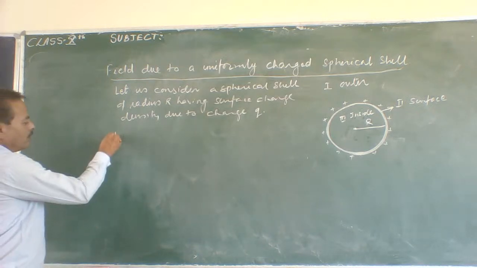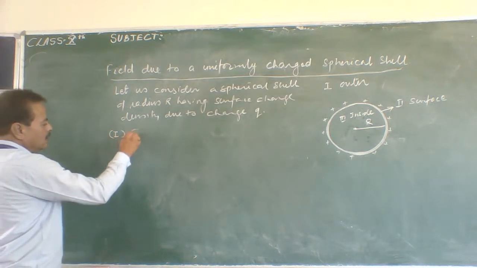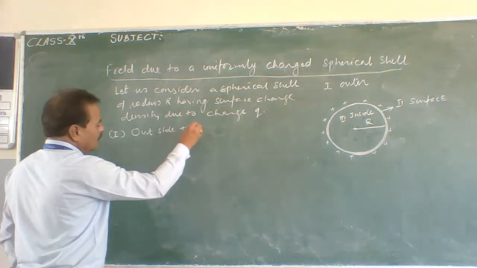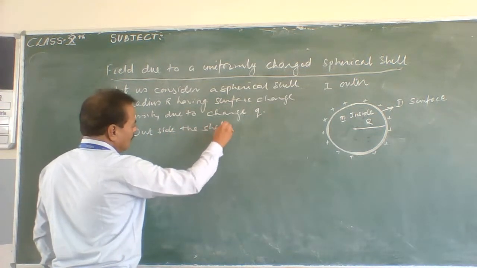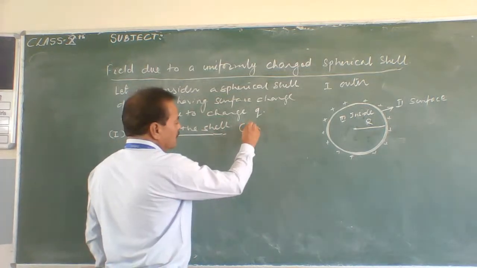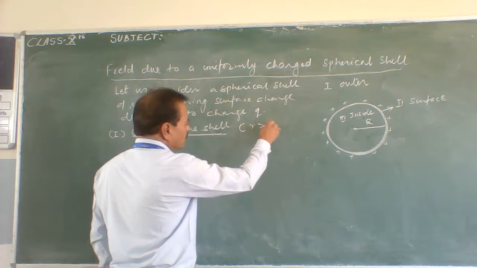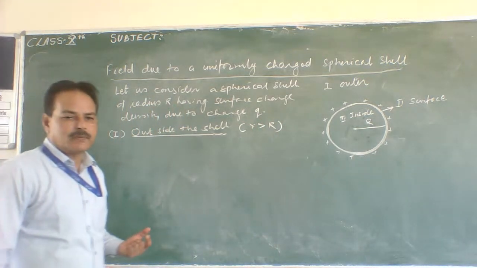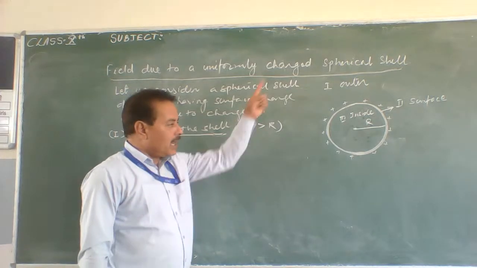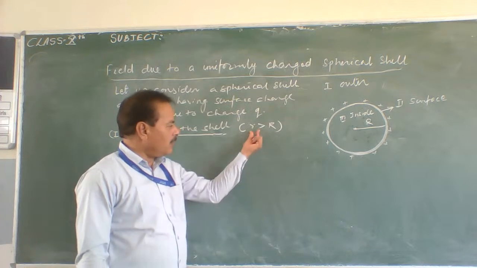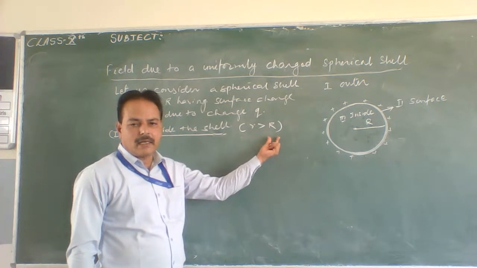First of all, what we have to consider is outside the shell. When you are going outside the shell, that means our consideration is for small r greater than capital R. Capital R is the radius of the spherical shell, and we are considering the outer side of this spherical shell. That means this small r is greater than capital R.